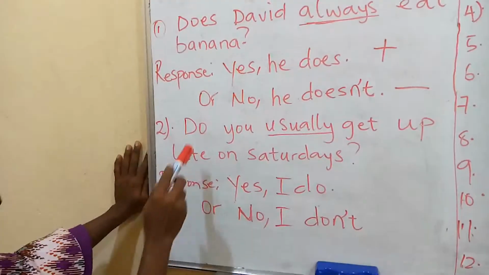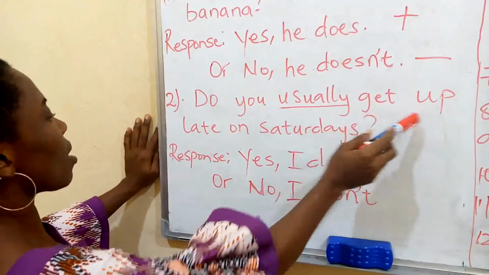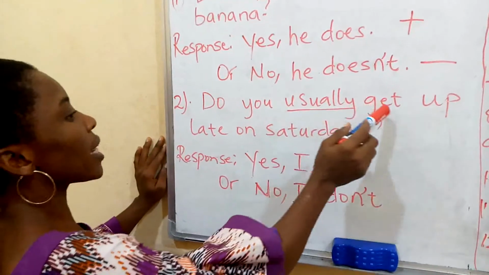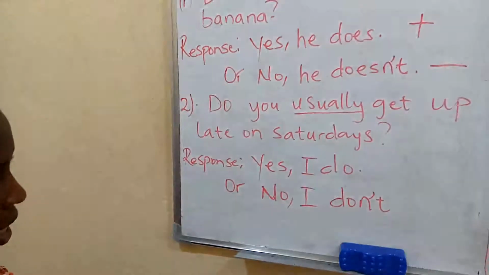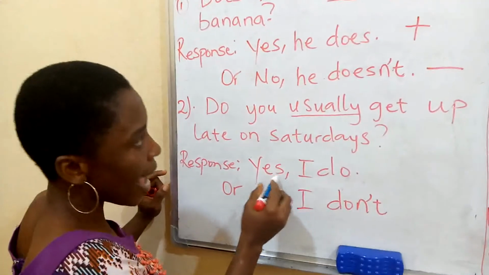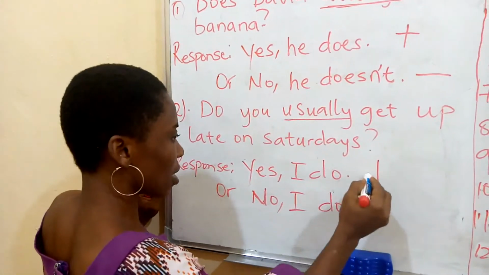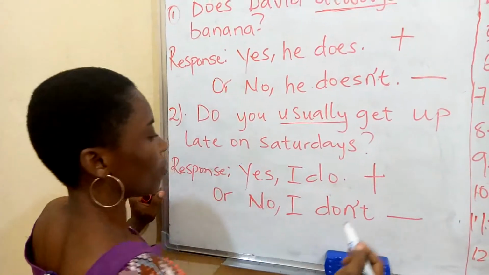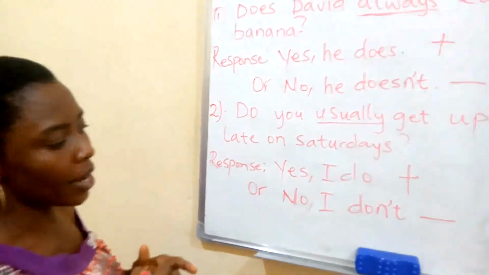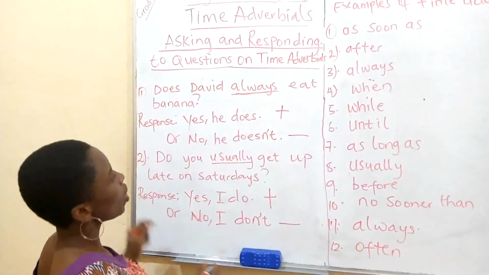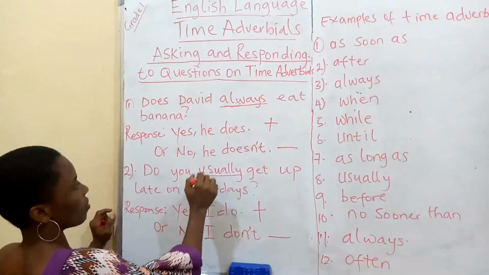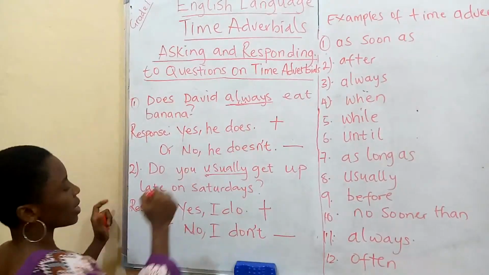Number 2: Do you usually get up late on Saturdays? Your response: yes, I do, positive. No, I don't, negative. Note that we have underlined our adverbials here, telling us time.